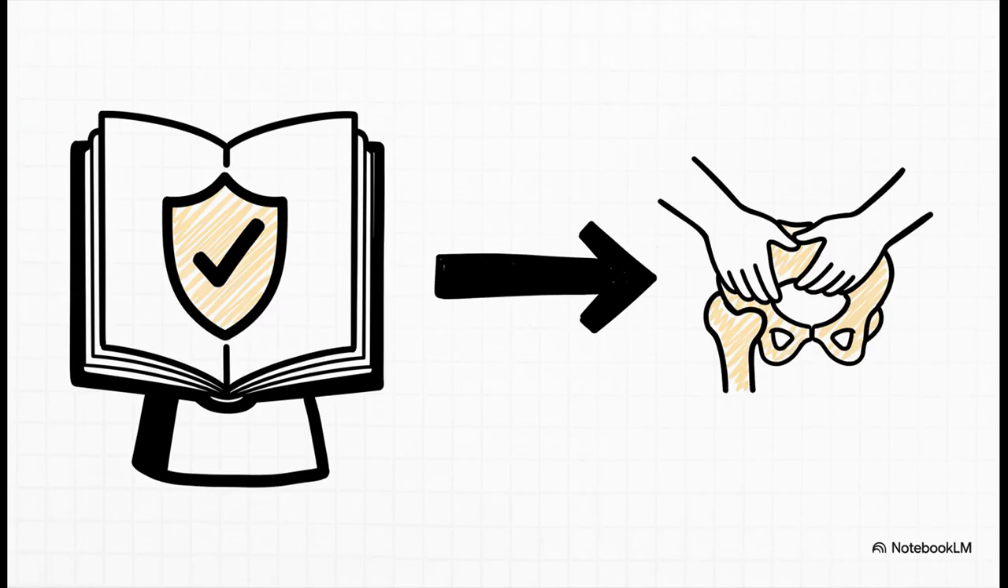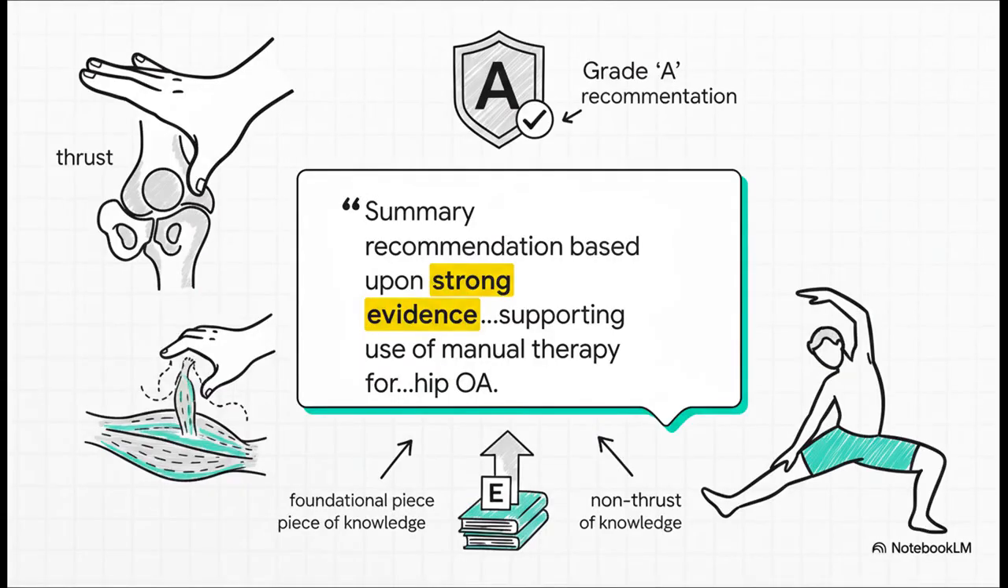Well, we go straight to the source, the clinical practice guidelines, the CPGs. This isn't just nice-to-know info. This is non-negotiable, 100% testable stuff. And what's really striking here is just how strong this recommendation is. It's not wishy-washy at all. The 2017 HIP OA CPG gives a grade A. That's strong evidence, folks, supporting manual therapy.